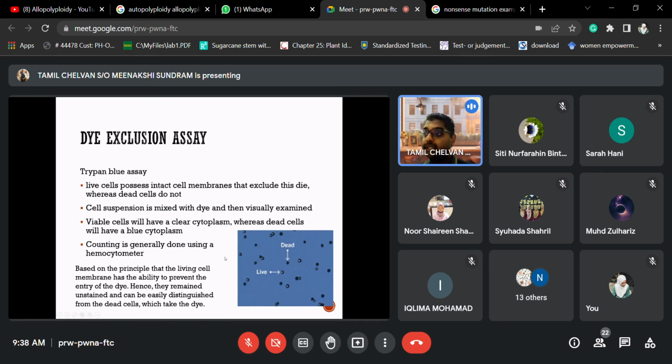Okay. Counting is generally done using a hemocytometer. Hemocytometer, I think you have done, or maybe you will do in future, maybe in plant pathology class and so on.